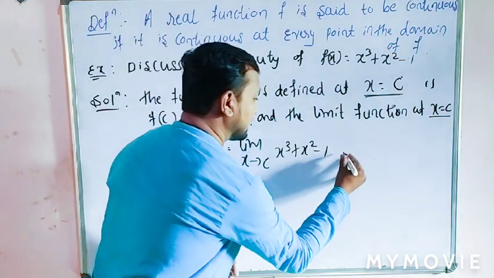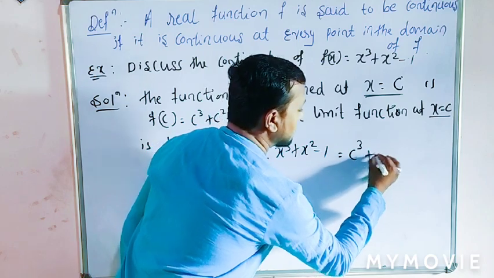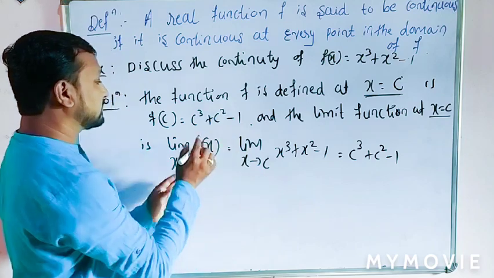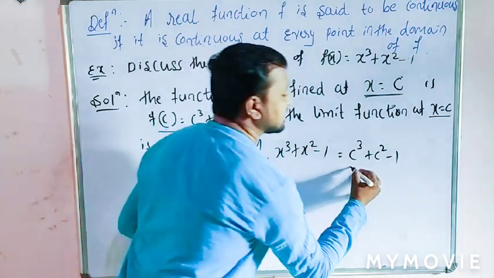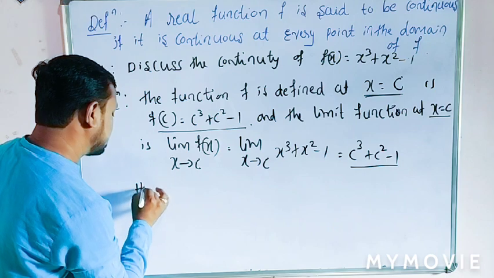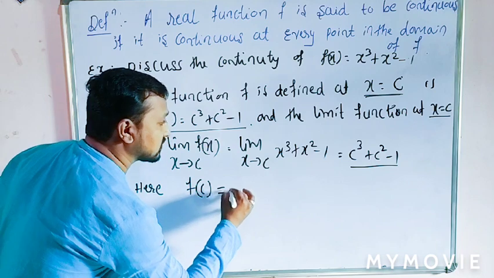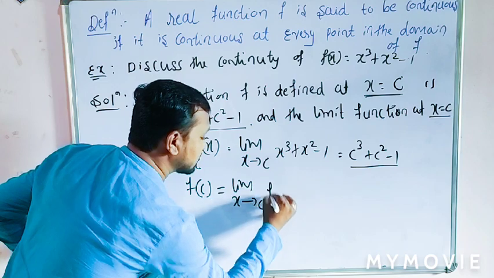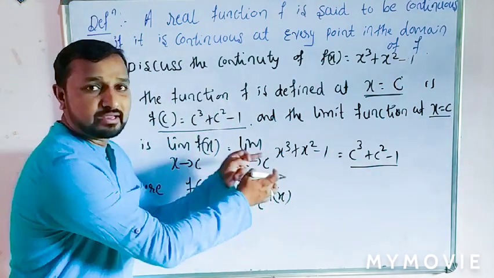So apply the limit, we get what? As x tends to c, it is nothing but c cube plus c square minus 1. Students, see that here the constant function is c cube plus c square minus 1, and the limit function is also the same, c cube plus c square minus 1. So here what we conclude is that the constant function f of c is equal to the limit as x tends to c of f of x. Is that clear? The constant function is equal to the limit function.